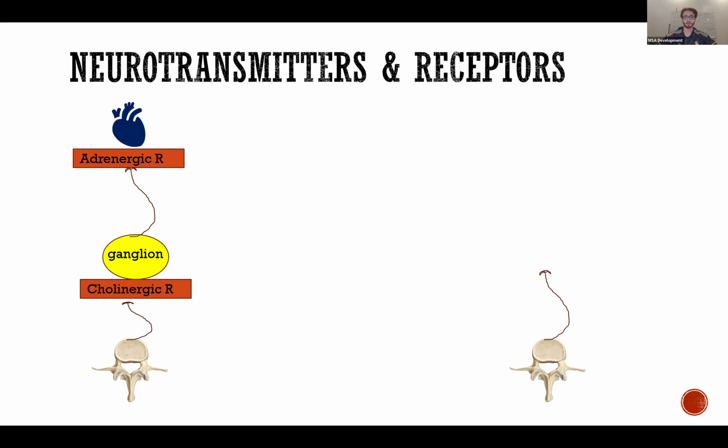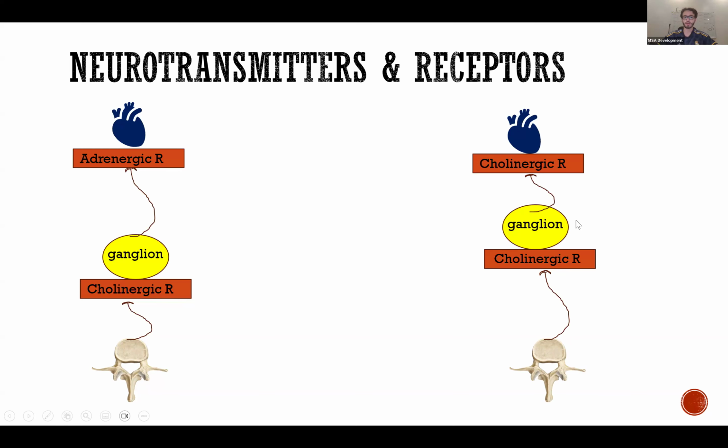Regarding the parasympathetic nervous system, we also start from a preganglionic neuron from the spinal cord, which reaches the ganglion, again with a cholinergic receptor. But the difference is when it reaches the target organ, the receptor it will elicit its response to will be the cholinergic receptor once again. But now let's talk about the receptors. What is the difference between a cholinergic receptor and an adrenergic receptor?